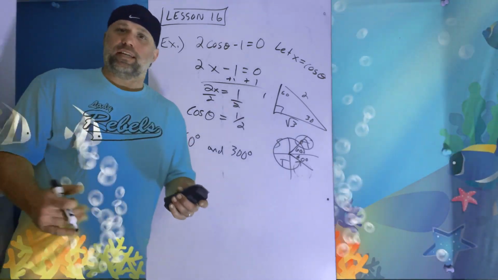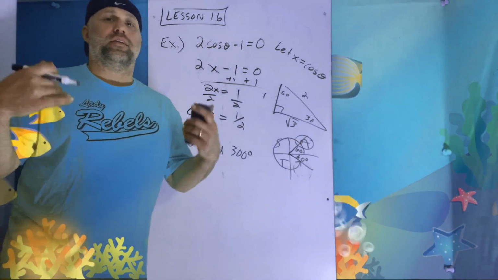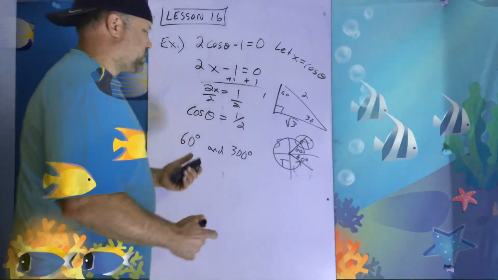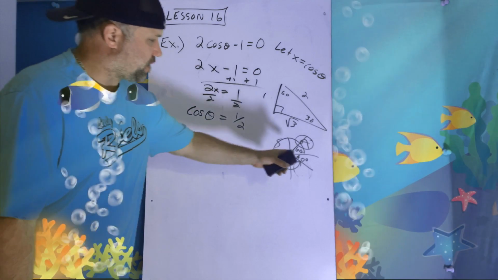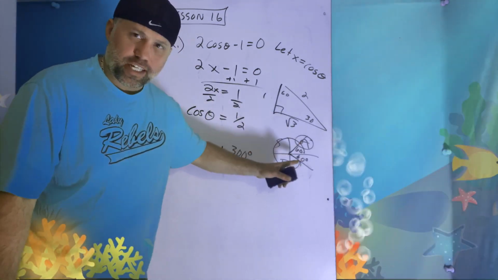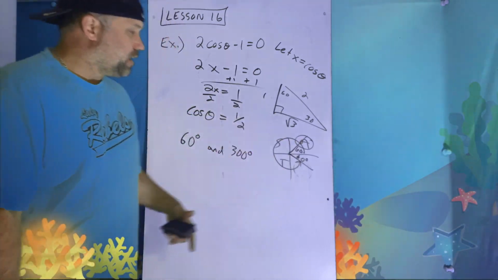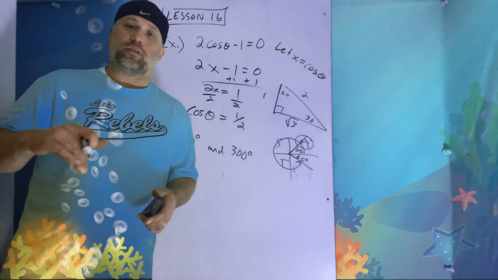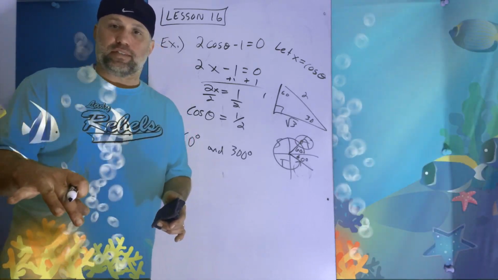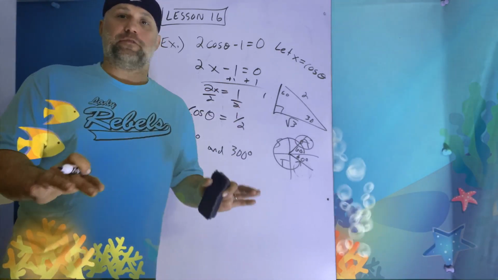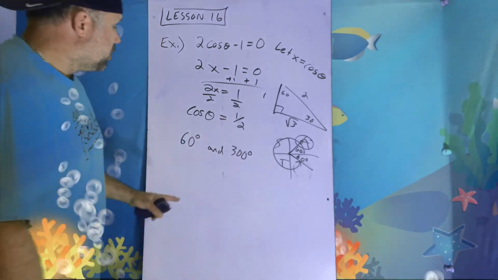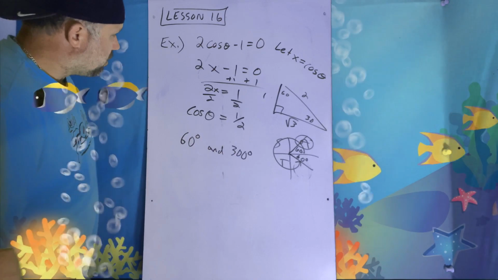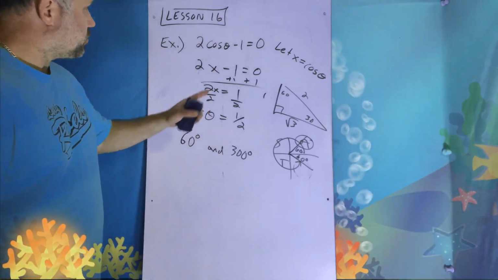Now, like I said previously, we can keep listing more answers. We could say negative 60 is an answer. We could say that 420 is an answer because you go around once and keep going. We're not going to do that. We're going to keep all our answers between 0 and 360 so that we have a finite number of answers and not have to keep listing answer after answer. So 60 and 300 are our two answers to this first example.